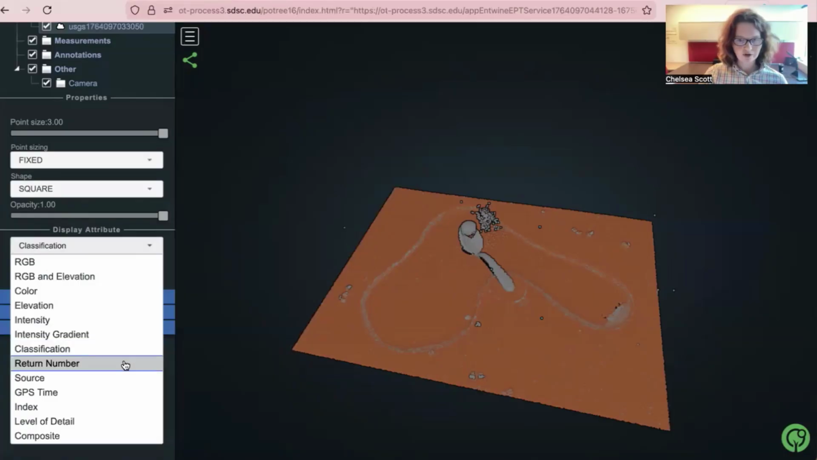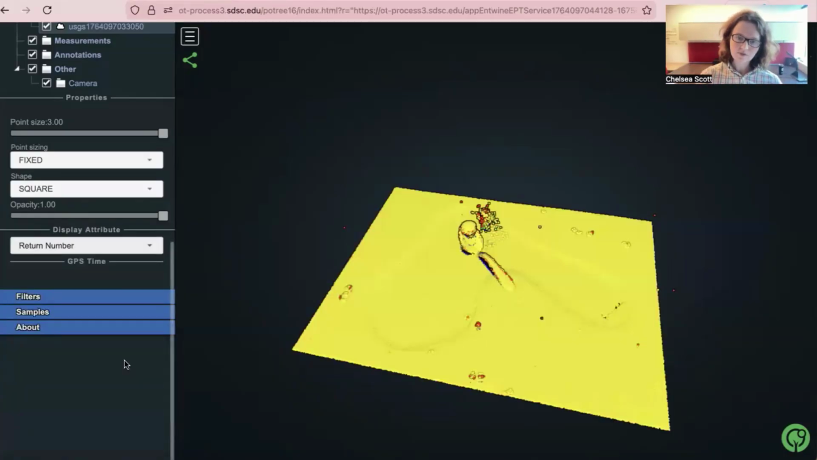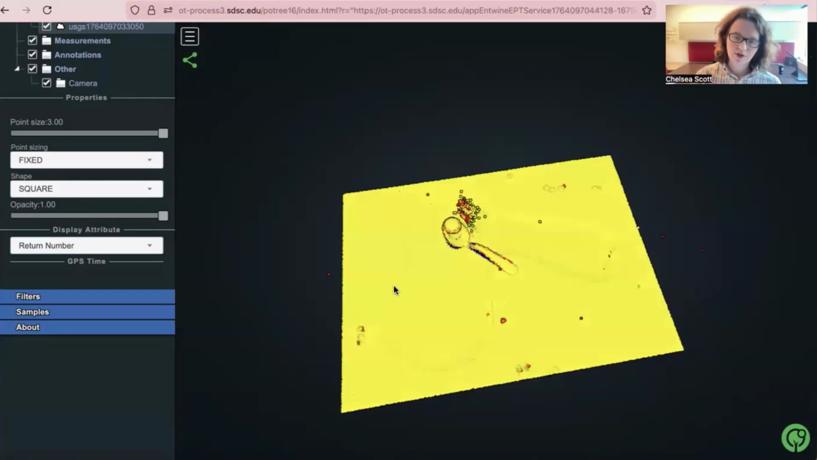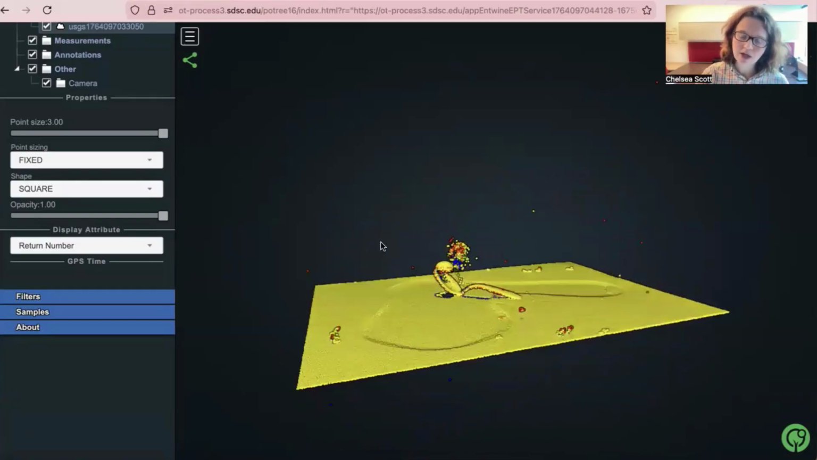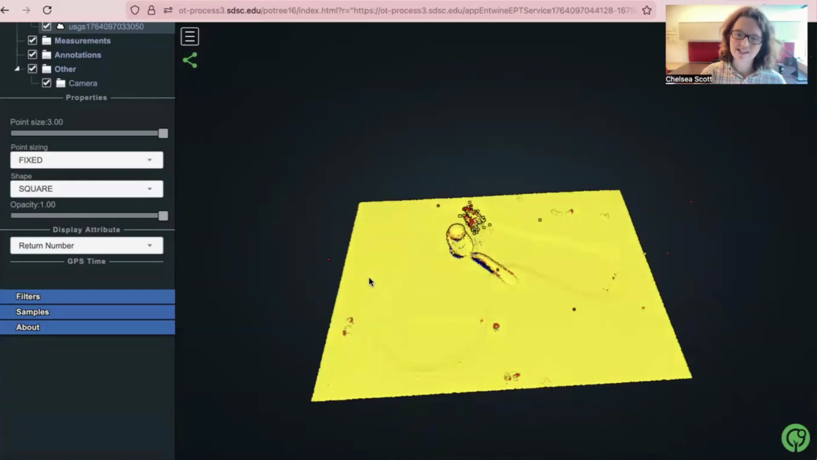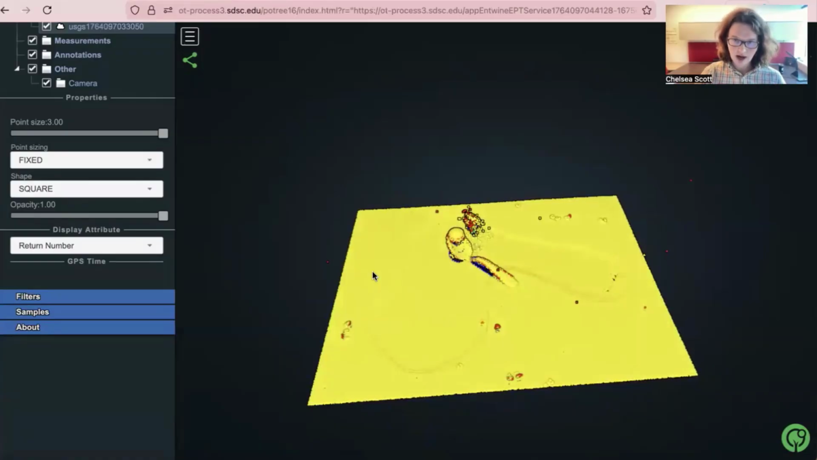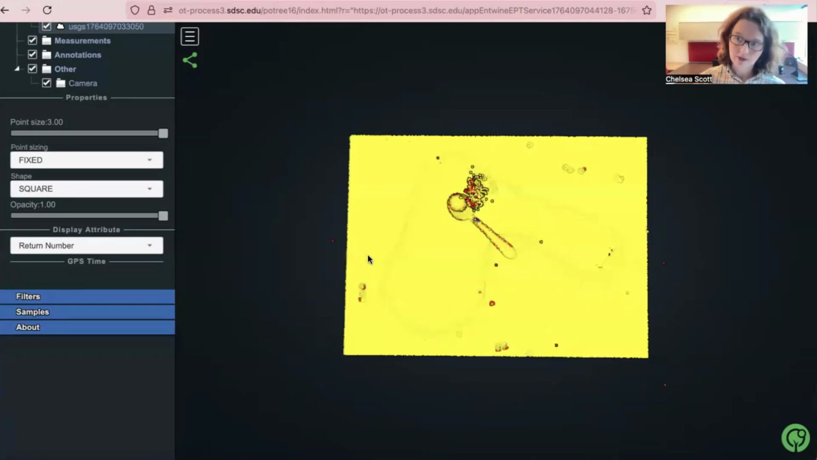And let's look at return number. Here also many of the points are yellow, and so these are going to be points with only a single return. And then the red, blue, and green are different returns from points with multiple returns.